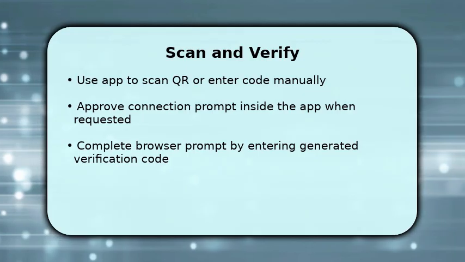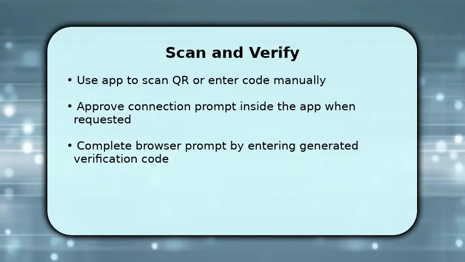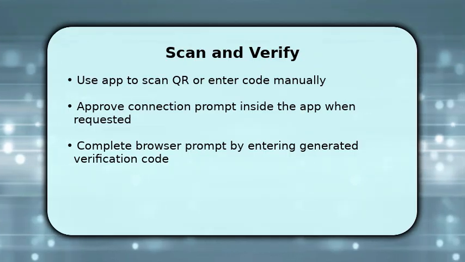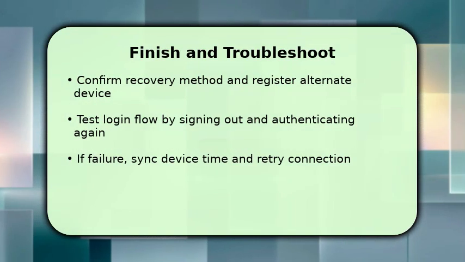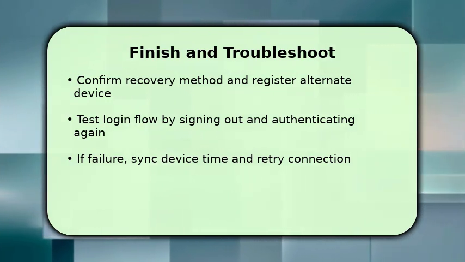This confirms possession. Make sure to keep both devices nearby until you see a success message, because that final exchange finalizes the pairing. Finish by confirming recovery options. Register an alternate phone or add one-time recovery codes so you won't lose access.